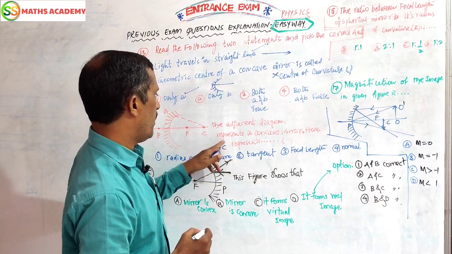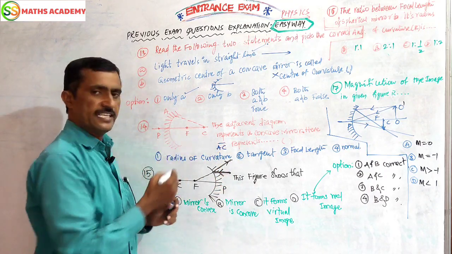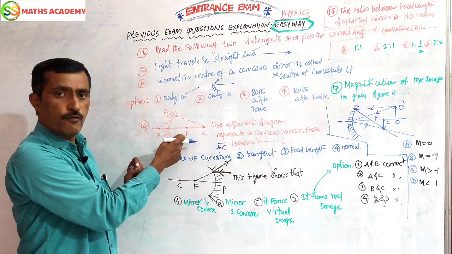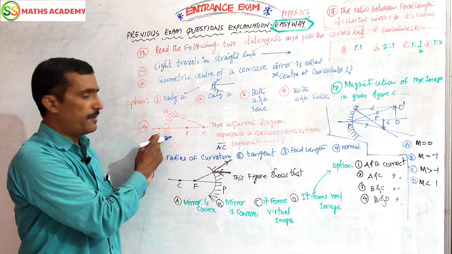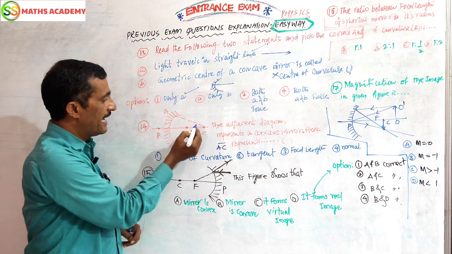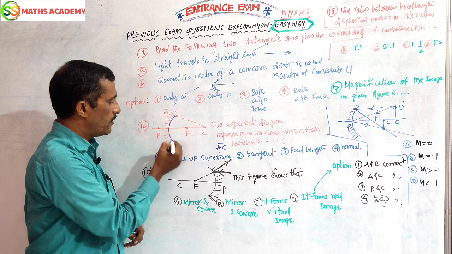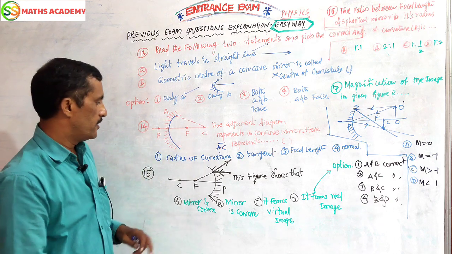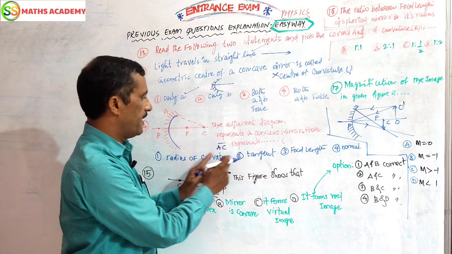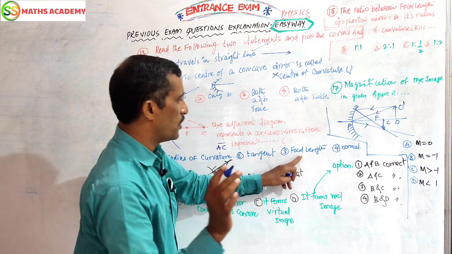The adjacent diagram represents a concave mirror. Here, C is the center of curvature, F is the focus, and P is the pole of the mirror. What is the meaning of normal, children? Normal means a line drawn from the center of curvature to any point on the curved surface. They have given radius of curvature, which is not the correct answer. Tangent is also not correct; tangent means like this. Focal length is also wrong.